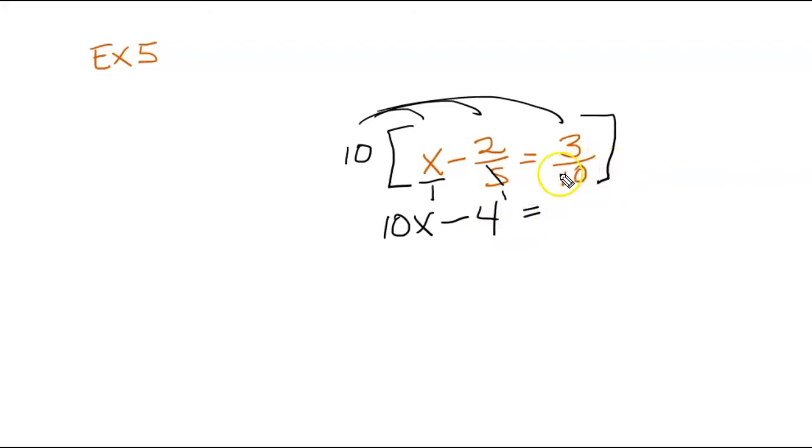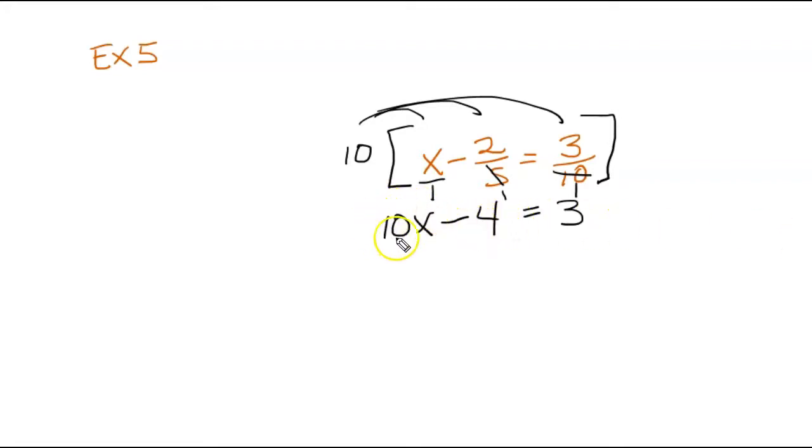And then here, 10 will go into 10 once. This will just become a 1 here. 1 times 3 is 3. So by using this simple process, I've gotten rid of all my fractions, and I have a much easier job working with an equation without fractions. So we're going to use that same technique. I'll go back to red now.